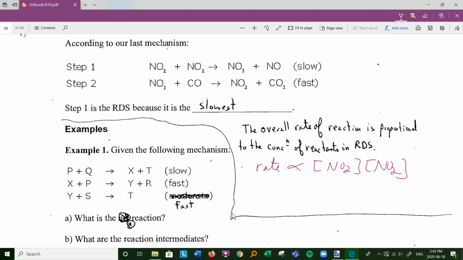So there's an NO2 and another NO2. We're going to learn in our next lecture that the proportional symbol can be replaced by an equals proportionality constant, K times NO2 times NO2, where K is known as the rate constant.